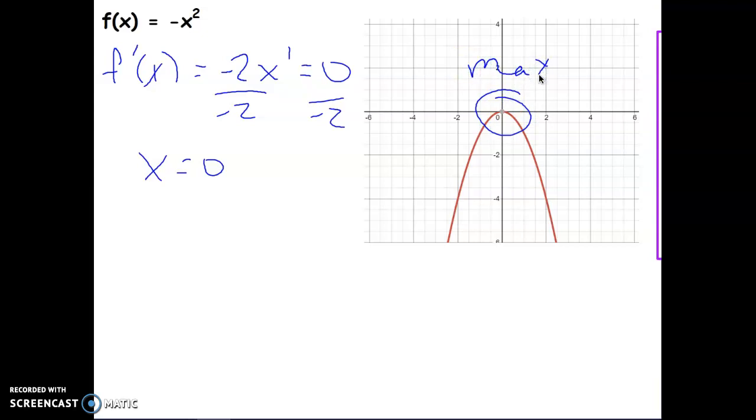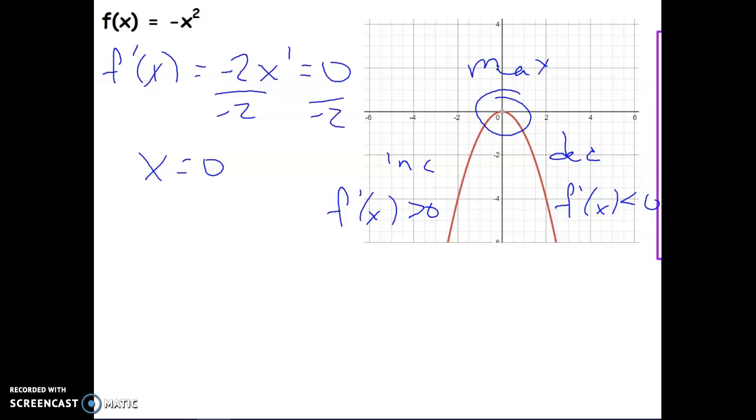All right, so on the left-hand side of that maximum, my function is increasing, which means that the value of the derivative is going to be greater than 0. All those little tangent lines that we drew would have a positive gradient. On this side, I can see that it's decreasing, so the value of the derivative is going to be less than 0. All those little tangent lines would have a negative gradient.